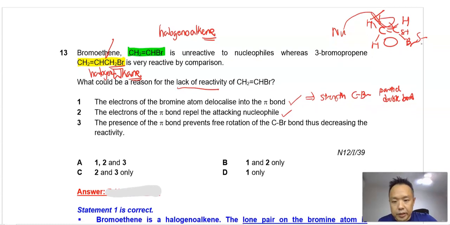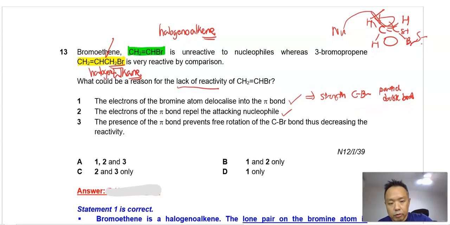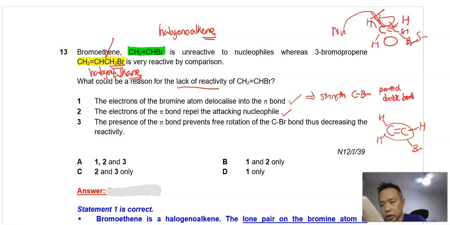The presence of the pi bond prevents free rotation of the C-Br bond. That's wrong, because the C-Br bond is still freely rotating. The one that restricts rotation is the carbon-carbon bond. The C-Br bond is a single bond, so there's no restriction of rotation on that. So that's why option 3 is wrong. So options 1 and 2 are correct, and therefore the answer is B.